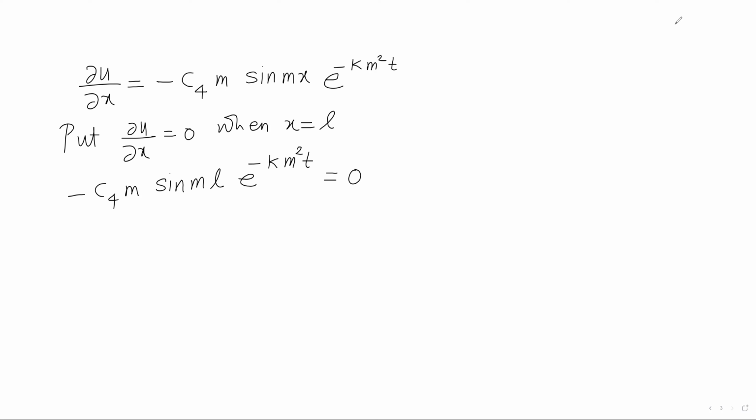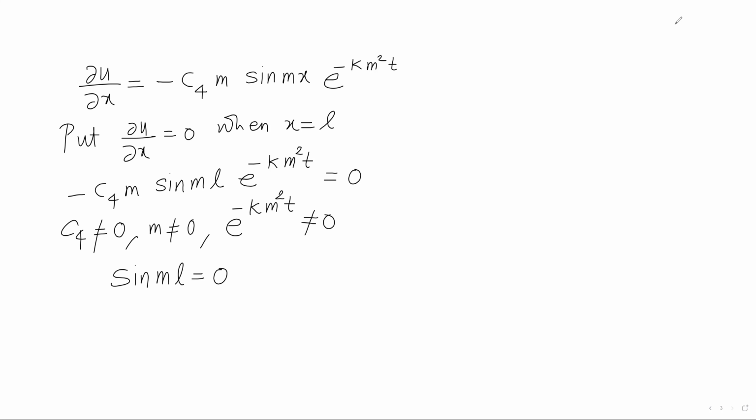You can see that C4 can't be 0, because if C4 is 0, the solution will be zero, which we don't want. M cannot be 0, correct? The exponential term is also non-zero. So what is 0? We'll have sin ml is 0. For which angles will you get the value of sin function as 0? So ml is equal to n pi, for n equal to 1, 2, 3, 4 and so on.